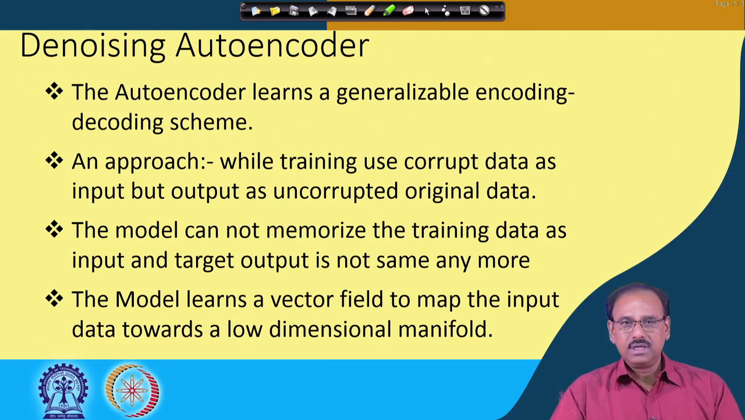Because there is a difference between input and output, the denoising autoencoder cannot simply memorize the input data, because while learning, the input data and output data are different. The input is the perturbed one, the output is the original one. So it cannot simply memorize the input data. Rather, while being trained, what the autoencoder learns is a vector field. It is a vector field that will map the input data towards a low dimensional manifold. We will come to what a low dimensional manifold is a bit later.